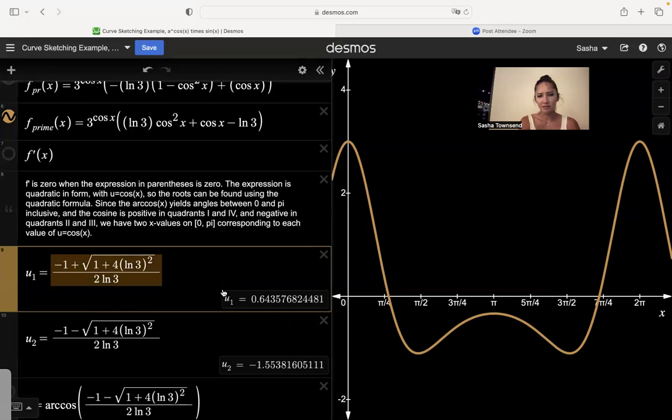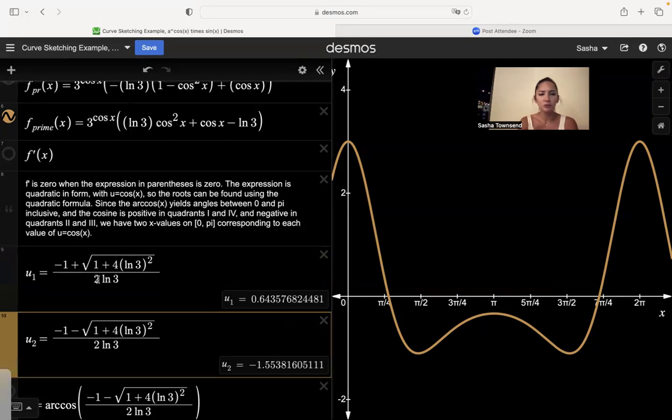Now, that cosine value is positive, and that 0.64, it's going to be positive in quadrants 1 and 4. Now, when you use the arc cosine function, it's only going to give you that angle in quadrant 1. So you have to subtract that reference angle from 2 pi to get the angle in quadrant 4. Now for u2, we have u2 equals this negative 1.55. Well, cosine of x is never equal to negative 1.55 because we know cosine is always between negative 1 and 1. We're never going to get a negative 1.55 out of a cosine function. So that u value does not correspond to any values of x.